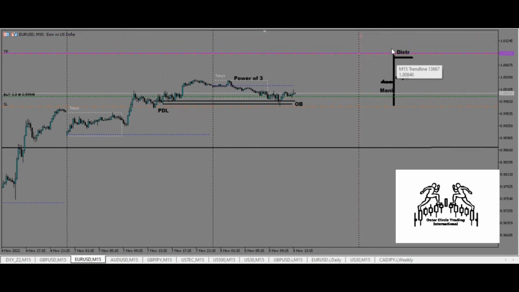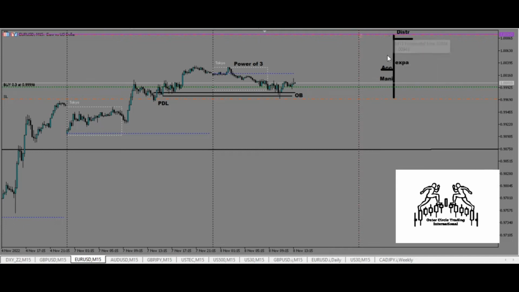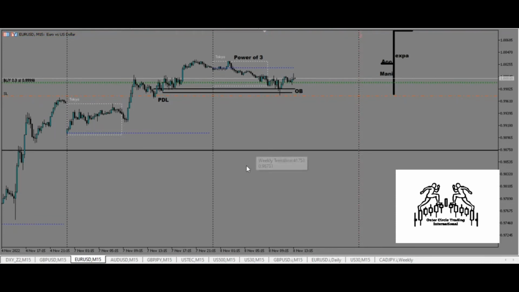So as you can see, I'm using the bar here to indicate what is happening on the daily time frame: price opening, manipulation and expansion to the upside, and I'm anticipating a distribution later on. So yeah, this is part 3.